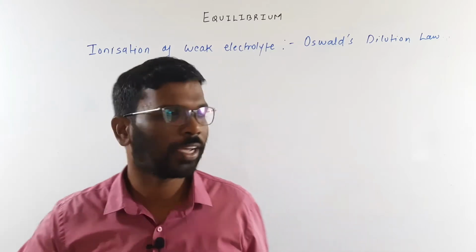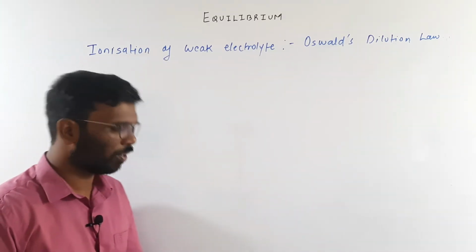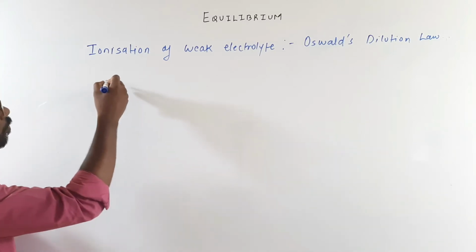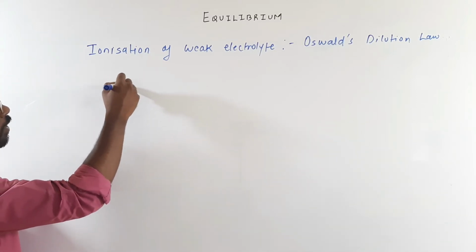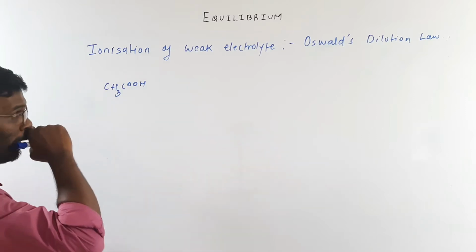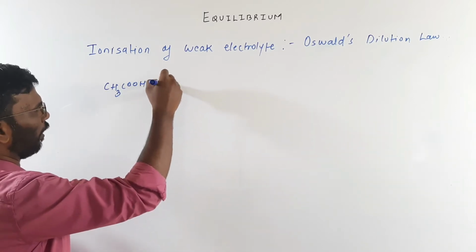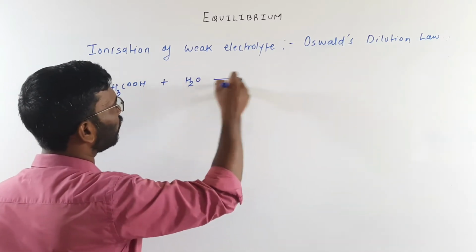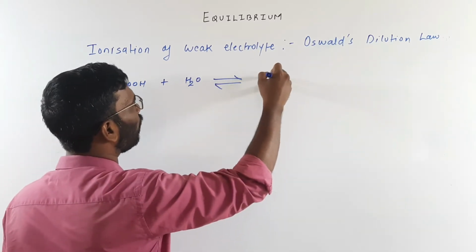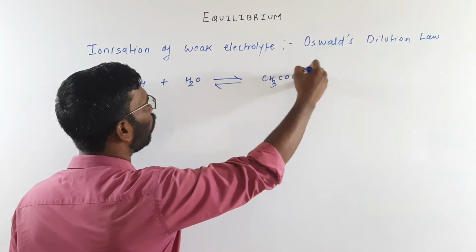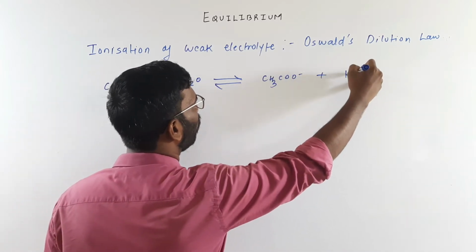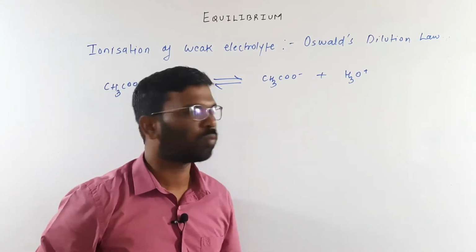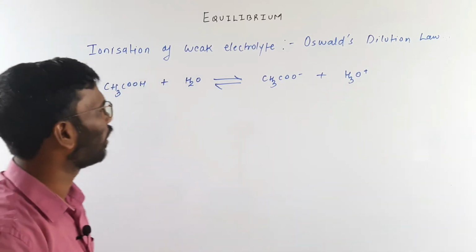So the next topic is ionization of weak electrolyte and Ostwald's dilution law. If you take a weak electrolyte, let's say acetic acid, CH3COOH, and put this into water, this type of equilibrium will be set: CH3COO minus and H3O plus. Whatever H plus will be there will be reacting with water, and you are going to get this type of equilibrium.